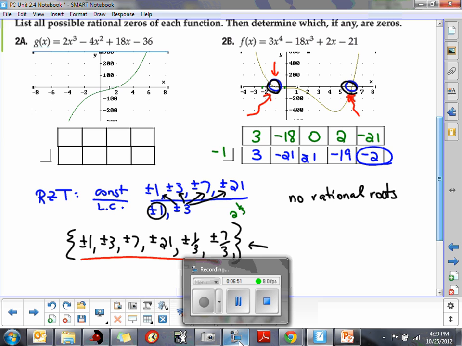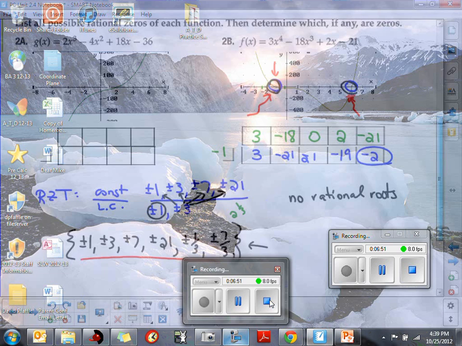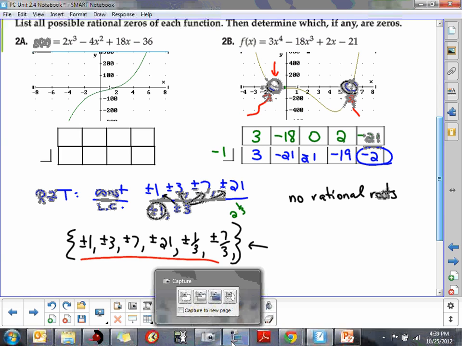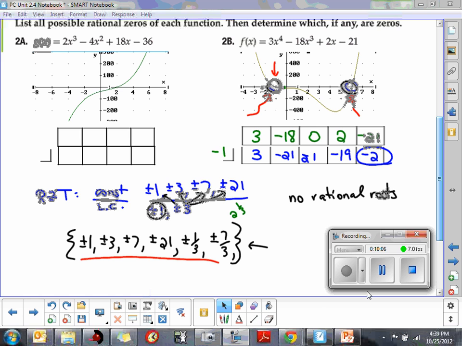Nothing different here. So I just want to reiterate that all we're doing is using our synthetic division to help us find possible zeros.